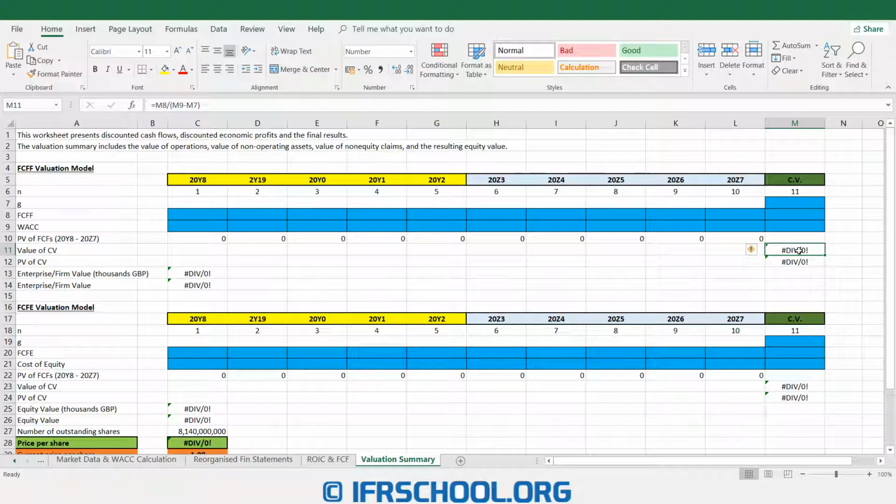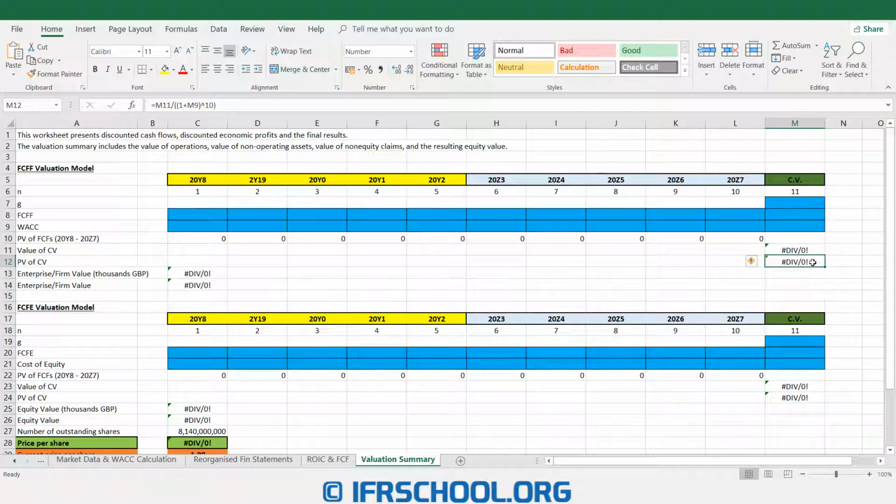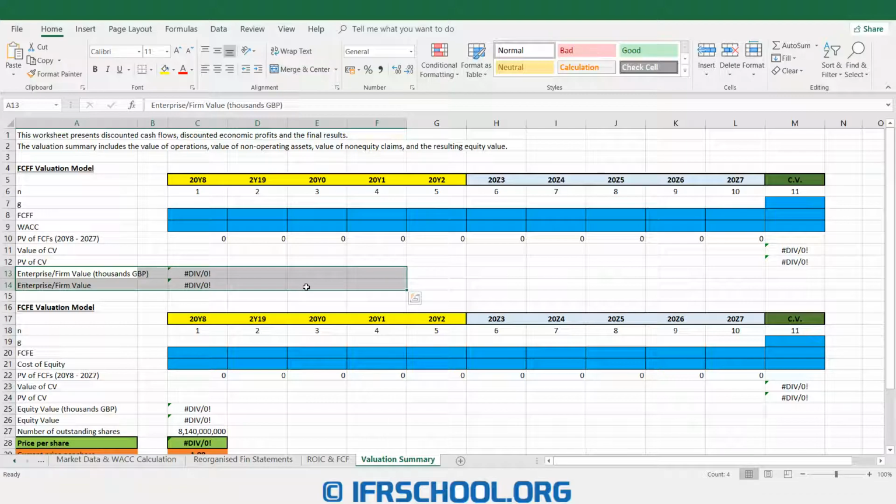We then have to discount back this continuing value to the beginning of the forecast period, or to the valuation date. This will allow us to arrive at the present value for the continuing value component. Finally, we add the present values of the free cash flows to the firm over the 10-year forecast period to the present value of the continuing value component to arrive at an overall value for the company.